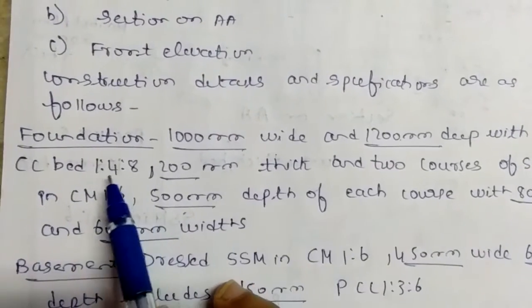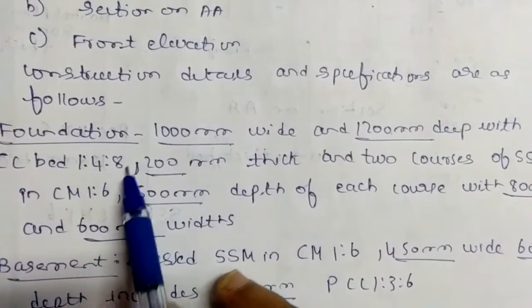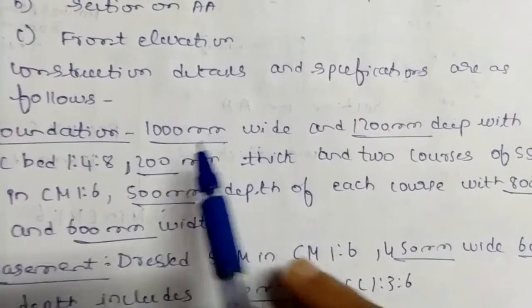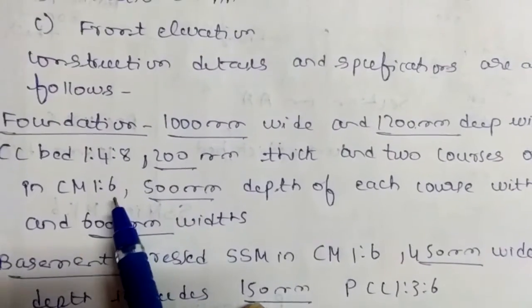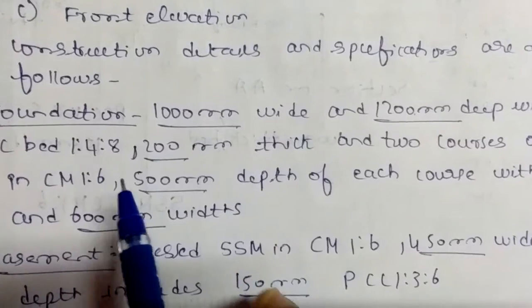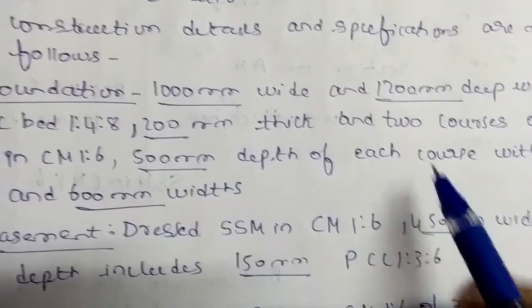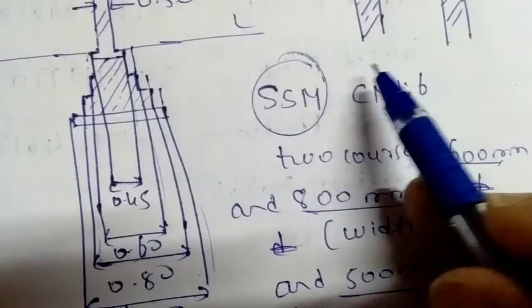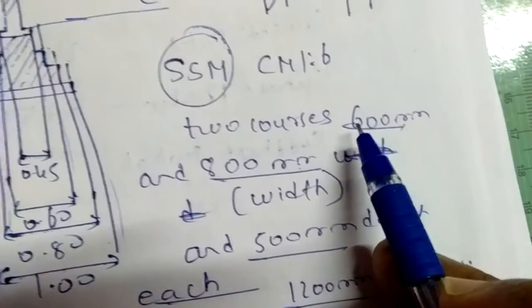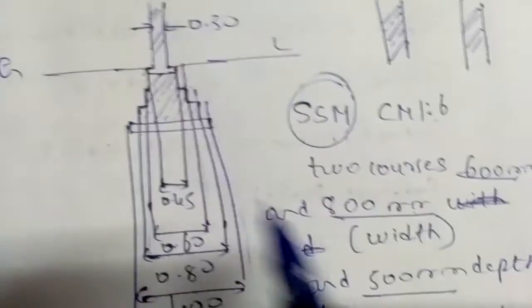With concrete bed 1:4:8, 200 mm thick, and two courses of SSM in cement mortar 1:6, 500 mm depth of each course with 800 mm and 600 mm width. Size stone masonry. As I told you here, size stone masonry SSM in cement mortar 1:6, two courses, 600 mm and 800 mm width.